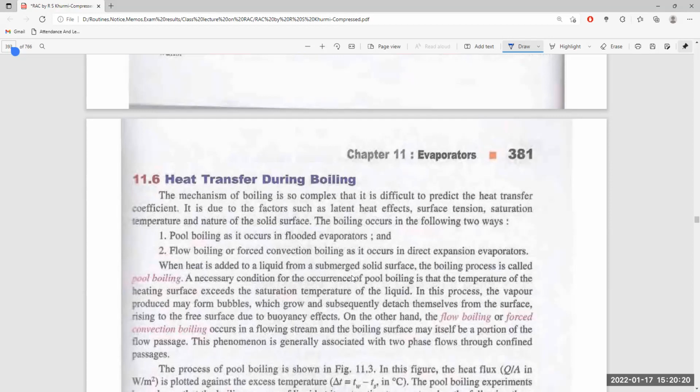On the other hand, flow boiling or forced convection boiling occurs in a flowing stream, and the boiling surface may itself be a portion of the flow passage. This phenomenon is generally associated with two-phase flows through confined passages.